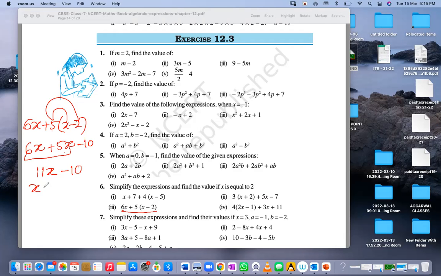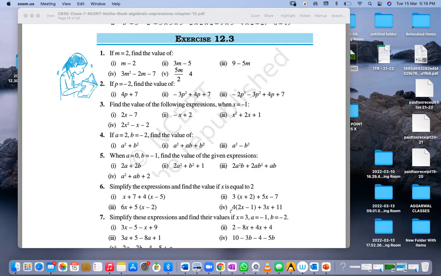And now put x equal to 2 here also, because every sum is to be calculated at x equal to 2. So if you put x equal to 2, what is the final answer? 11 into 2 minus 10. 11 twos are 22 minus 10, that is 12, the answer. I told you to do it, but I myself did it. It would be better if you do the next question. Try the next question.